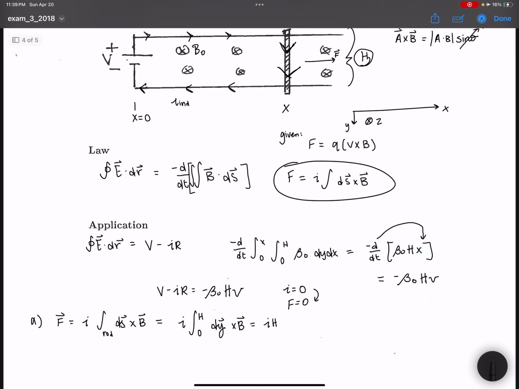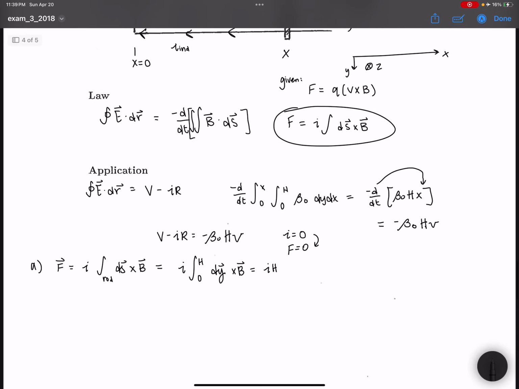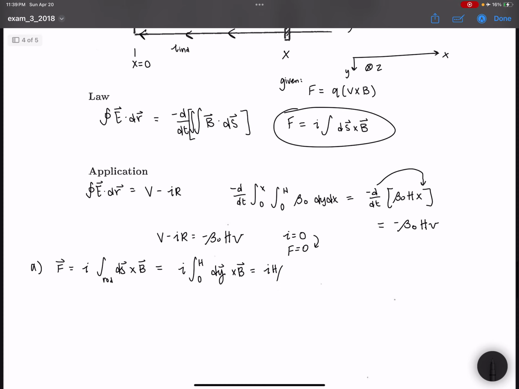Sorry, the integral from 0 to h of dy comes out to be h, because you're just adding a y here and evaluating it from 0 to h. And then we're multiplying it by B naught. Okay, cool. So now we have our force. This is literally just the answer for force.